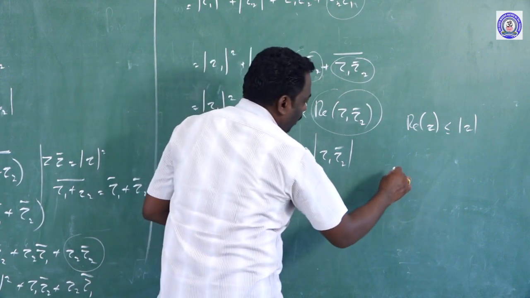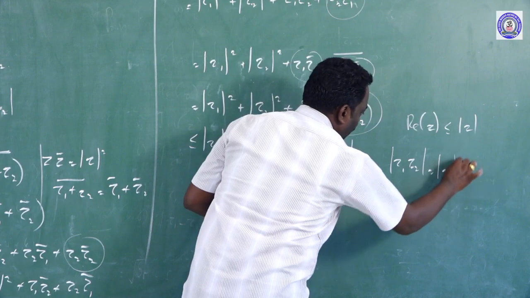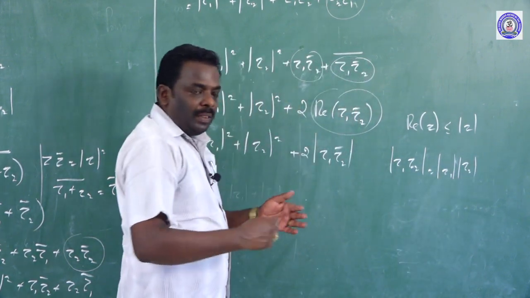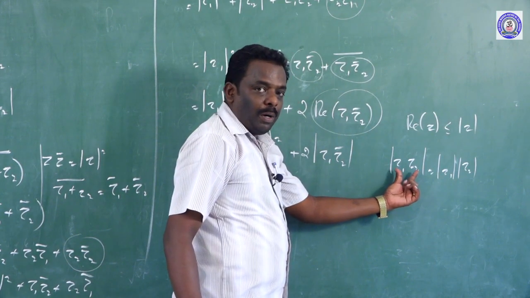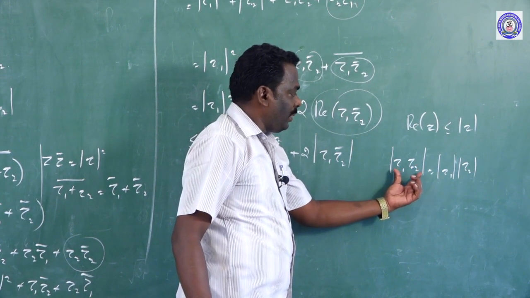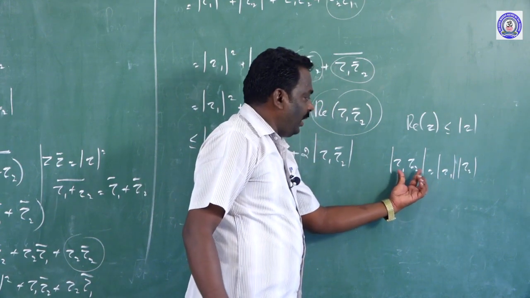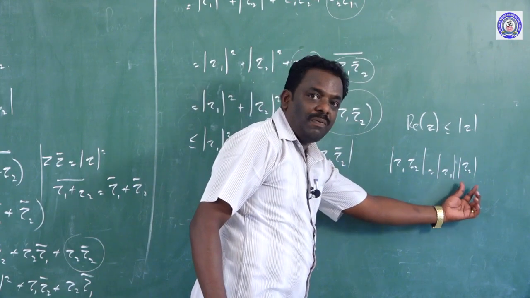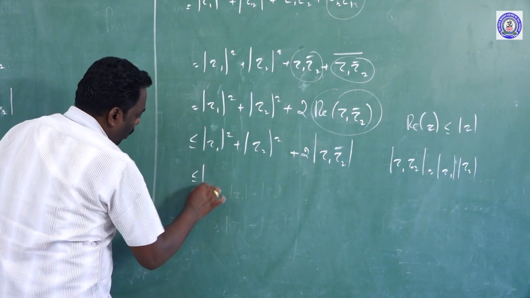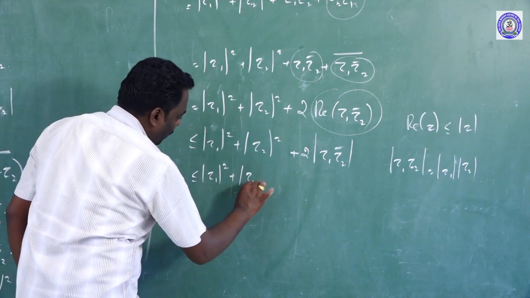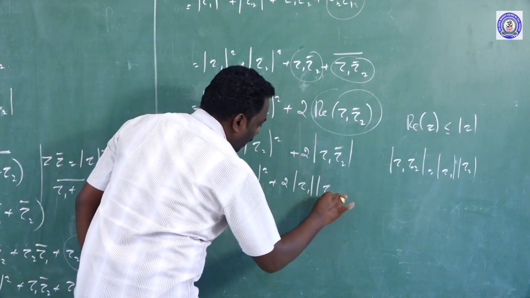Now, applying another property: modulus of Z1 into Z2 is equal to modulus of Z1 into modulus of Z2. We can see this property in the next section. The modulus of the product of two complex numbers is the product of their individual moduli. Applying this property to split the product, it is less than or equal to modulus of Z1 square plus modulus of Z2 square plus 2 times modulus of Z1 into modulus of Z2 bar.